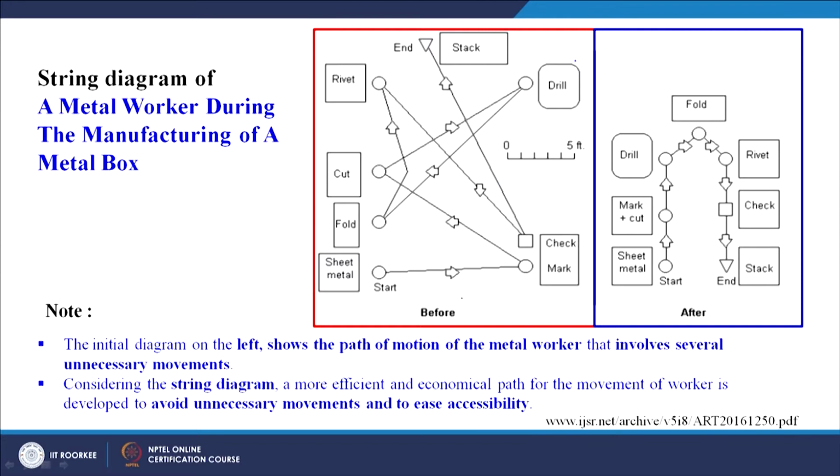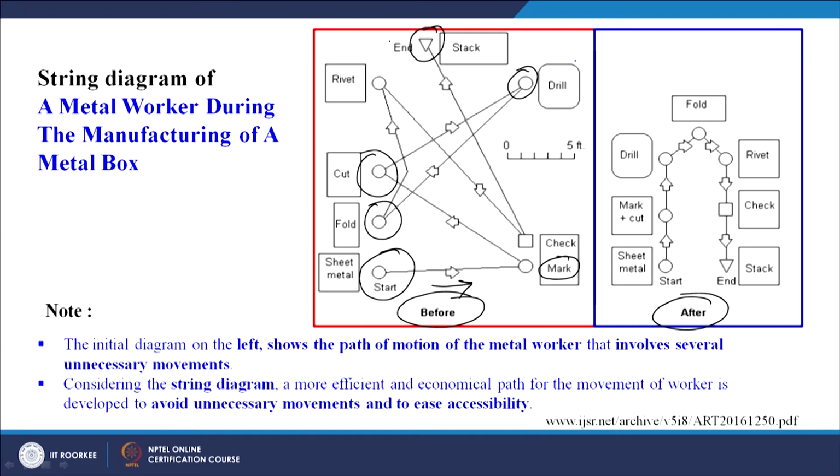Now, this is another, we can see current method or before, and how we have redesigned the layout, that is after. So, here if we can see, this is start, the movement is depicted by these arrows. So, start goes to the marking section, from marking it goes to the cutting section, from cutting to the drilling section, from drilling it goes to the folding section, the arrows are shown here, then to the riveting, then again to the checking, and then to the stack or to the storage. The process chart symbols are shown here.